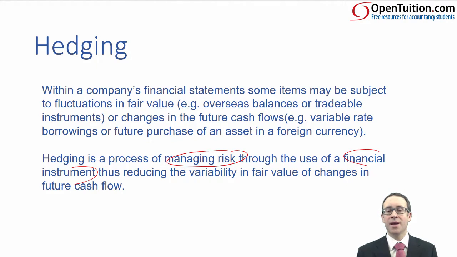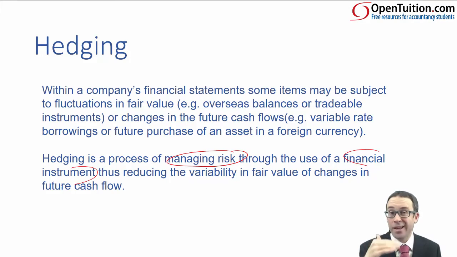And what happens is by entering into this financial instrument, hopefully that should then mitigate any gains and losses that you have on your item. Okay, so it reduces the variability. So let's just say the fair value changes on your item and you make a gain, the way in which hedging should work is that the instrument should generate you a loss, okay? Hopefully an equal loss, and as you net off the gains and losses, that will fix the price, okay? That's what we're trying to aim, to reduce the risk.